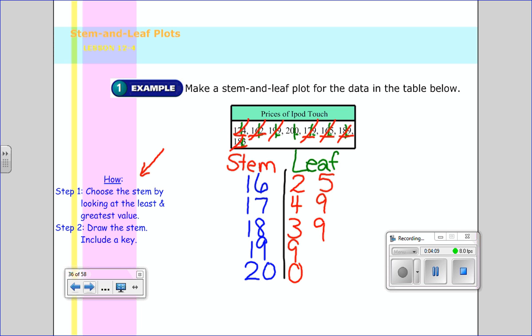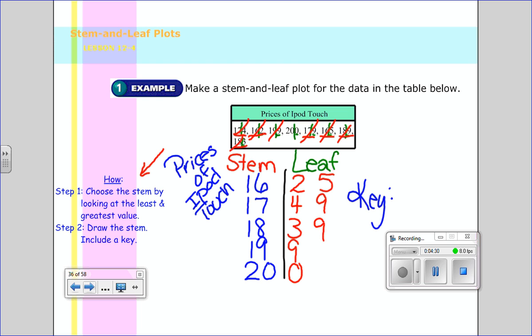The final piece here is really 2 parts. One, you should have a title. So here, I should write prices of iPod Touch, because without a title, we don't really know what this information is telling us about. And secondly, we do need a key.